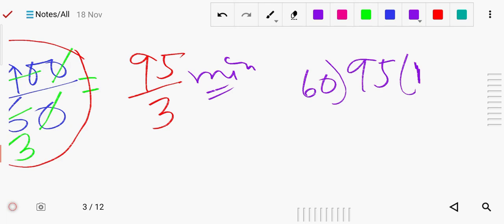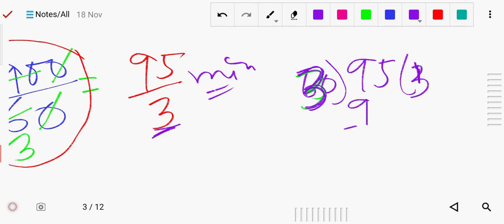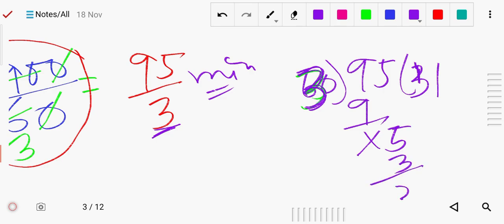Oh sorry, here it will be 3 actually, not 60, because here is the 3, so it is divided by 3. How many times? 3 times 9. Now 5 will come, how many times? 1 time, so here the remainder is 2.